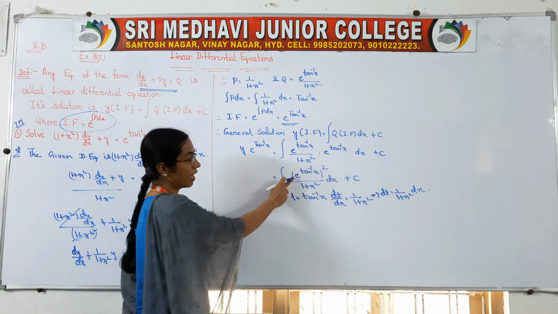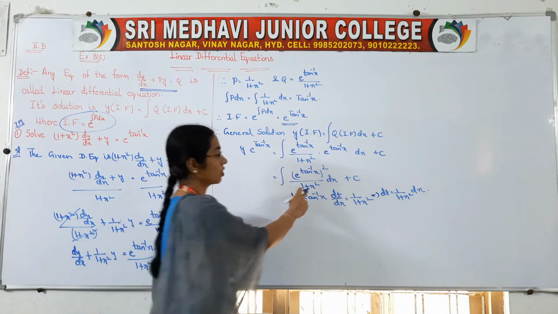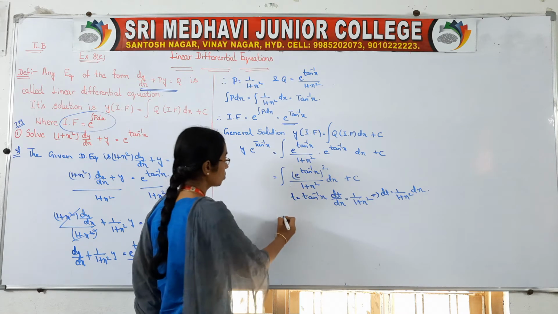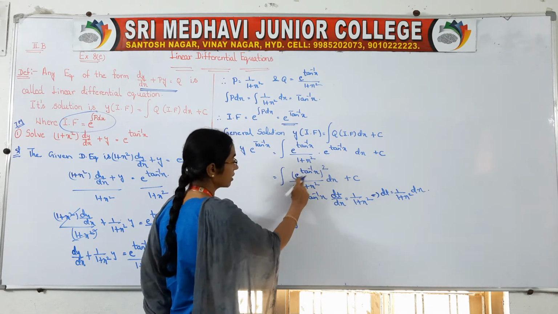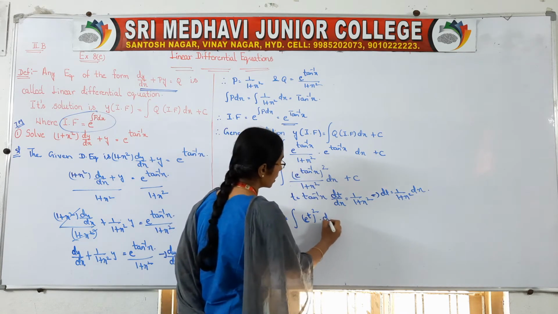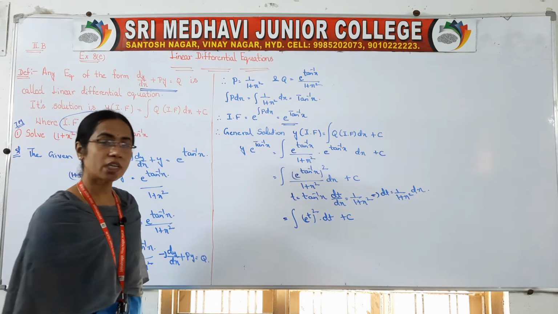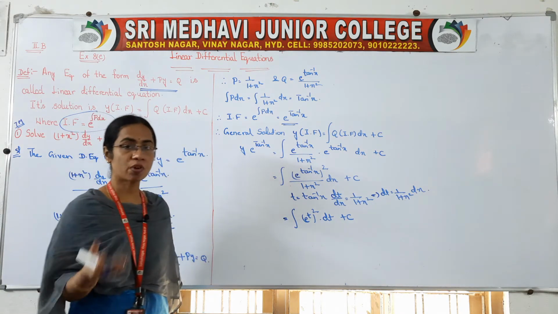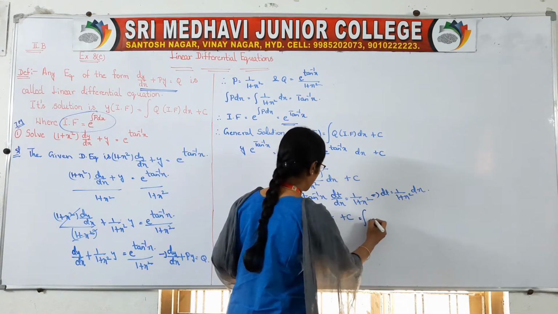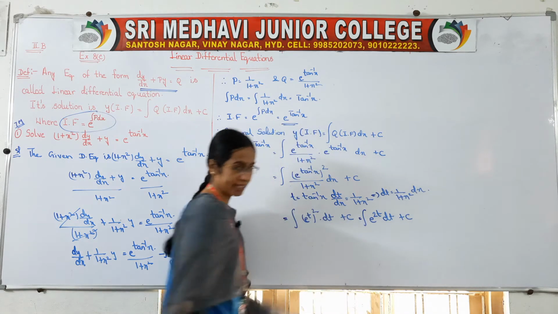So observe your value, (e to the power of tan inverse x) whole square into 1 by 1 plus x square into dx. So in its place we can take a dt, right? So therefore your integral is e to the power of t whole square into dt plus c. So e to the power of t whole square, (a to the power of m) whole to the power of n is a to the power of m into n. So it is integral e to the power of 2t dt plus c.